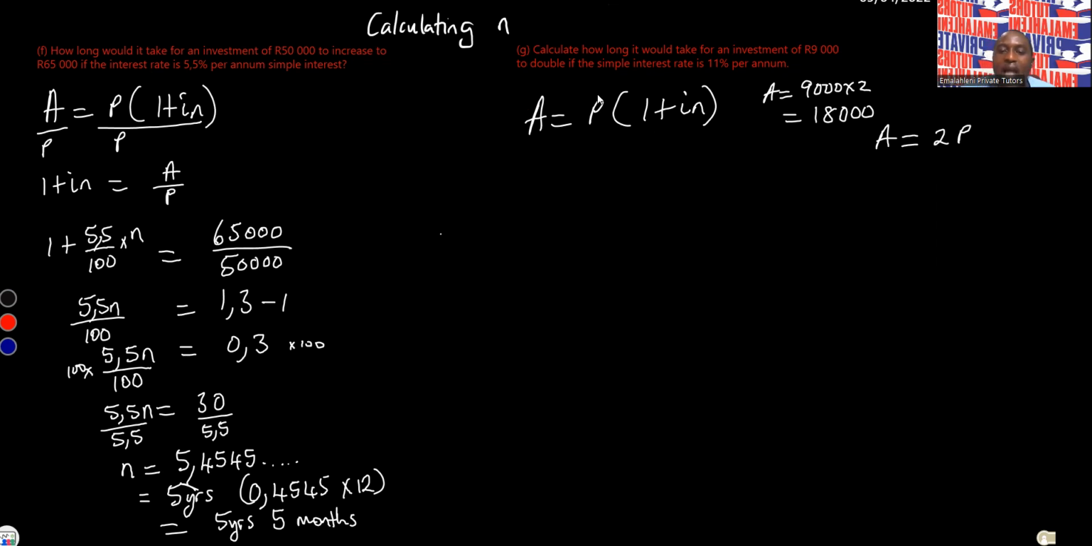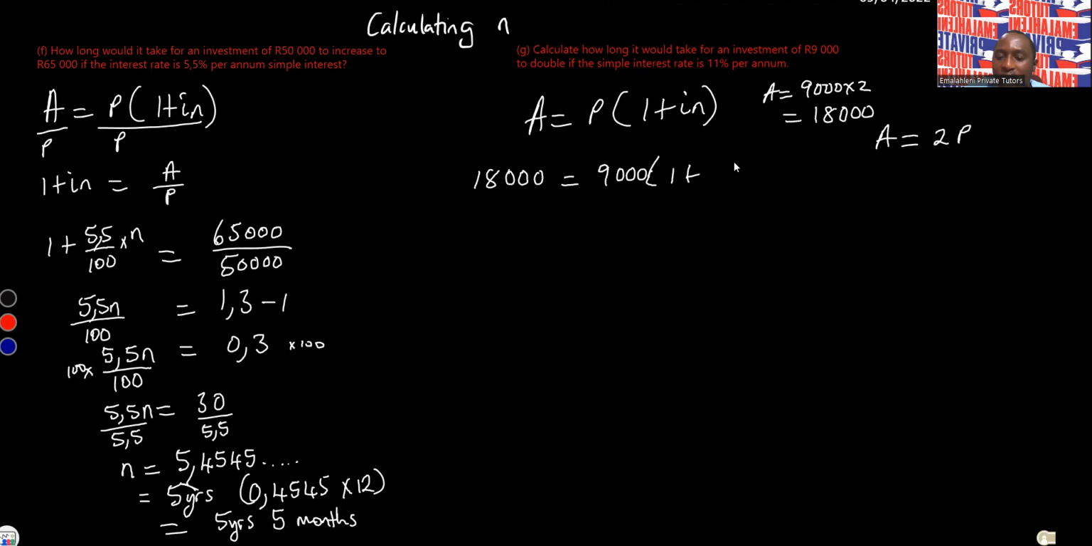Okay. Now let's look at it and see what we're going to get there. So remember what we have agreed. We are saying 1 plus IN. Remember, we are dividing both sides by P. So let me just put it in this way. Let me try to solve it with the values here. So we are saying the accumulated amount is 18,000, which is equal to 9,000.